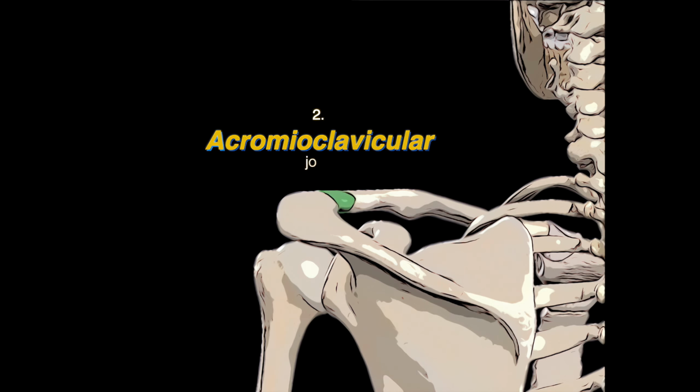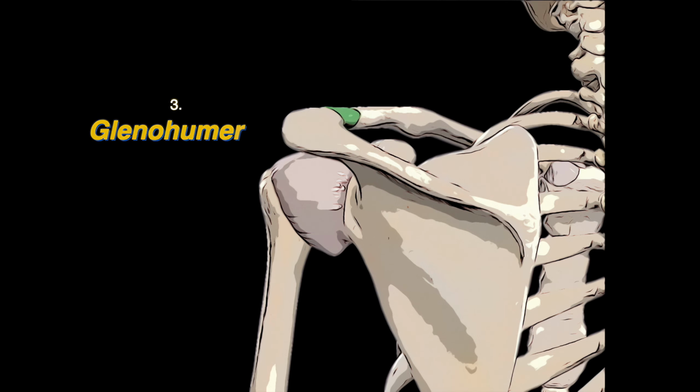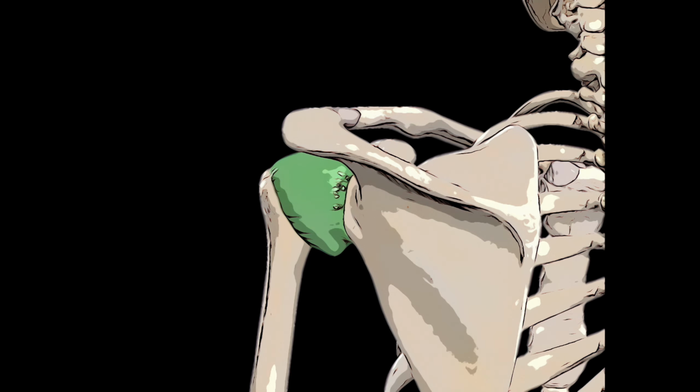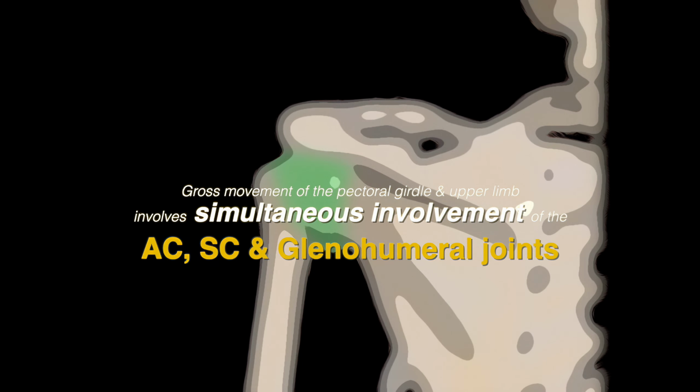The acromioclavicular joint, which lies between the clavicle and scapula, and the glenohumeral joint, which lies between the glenoid cavity of the scapula and the humerus of the arm. Gross movement of the pectoral girdle and limb most often requires simultaneous involvement of all three of these articulations.